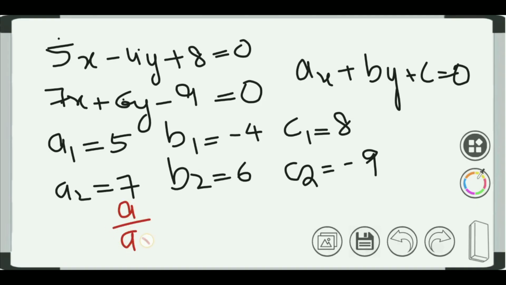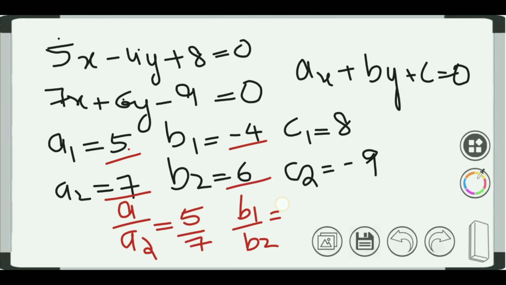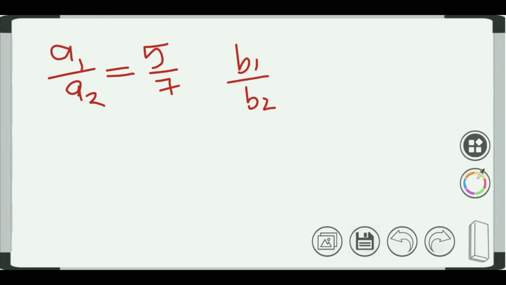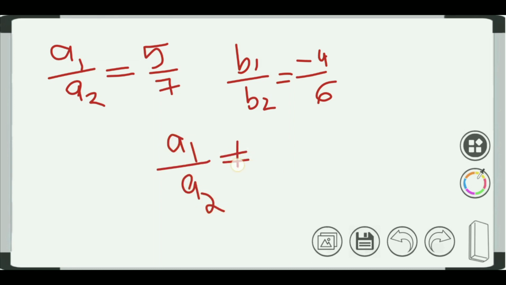a1 by a2. What is a1 by a2? 5 by 7. b1 by b2, minus 4 by 6. a1 by a2 equal to 5 by 7. b1 by b2 equal to minus 4 by 6. Check whether these two are equal or not. 5 by 7, 4 by 6, is that equal? No. So you can write a1 by a2 is not equal to b1 by b2.